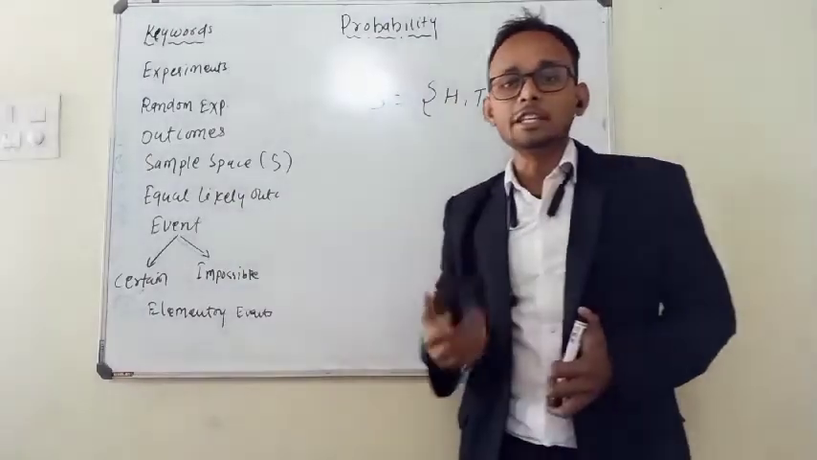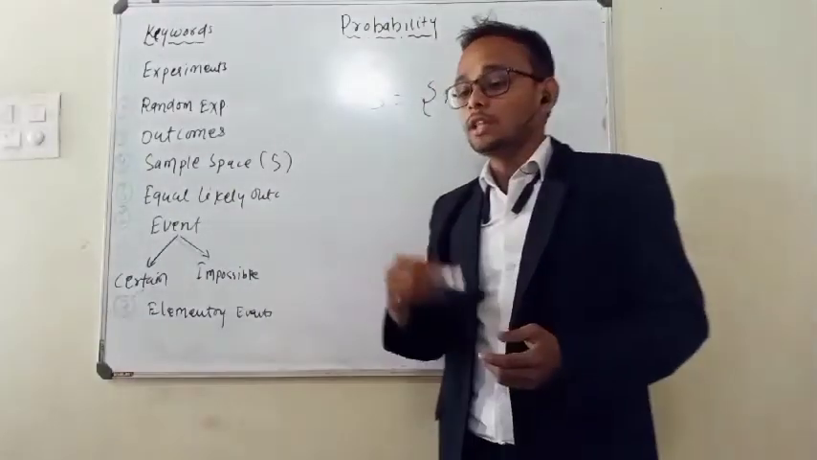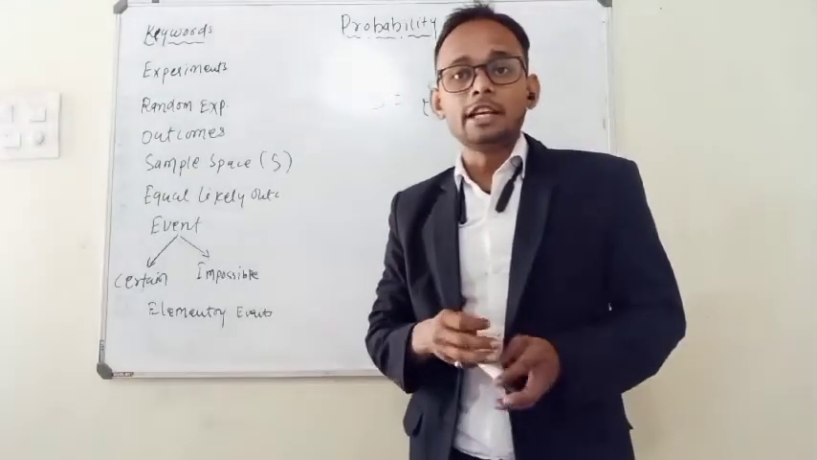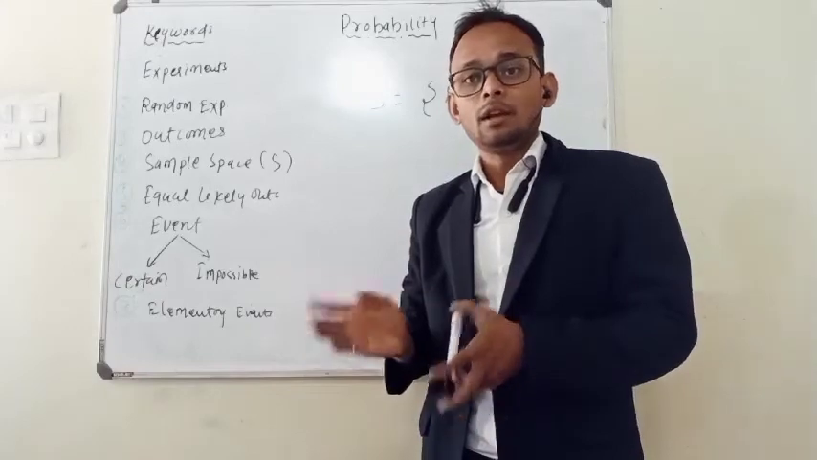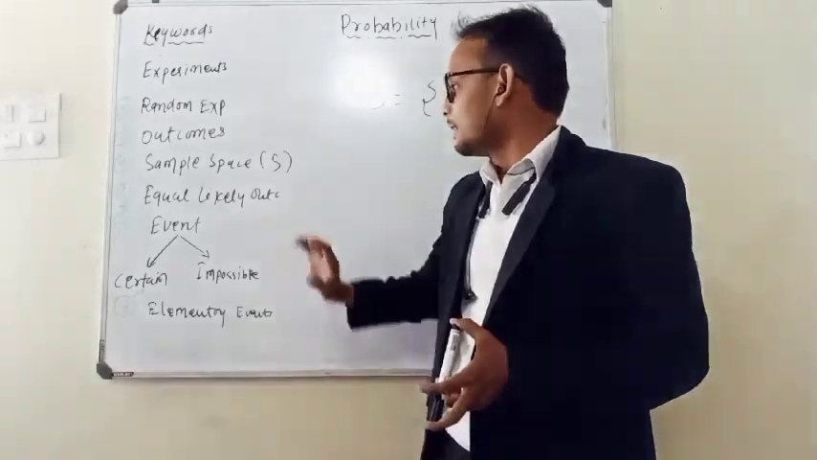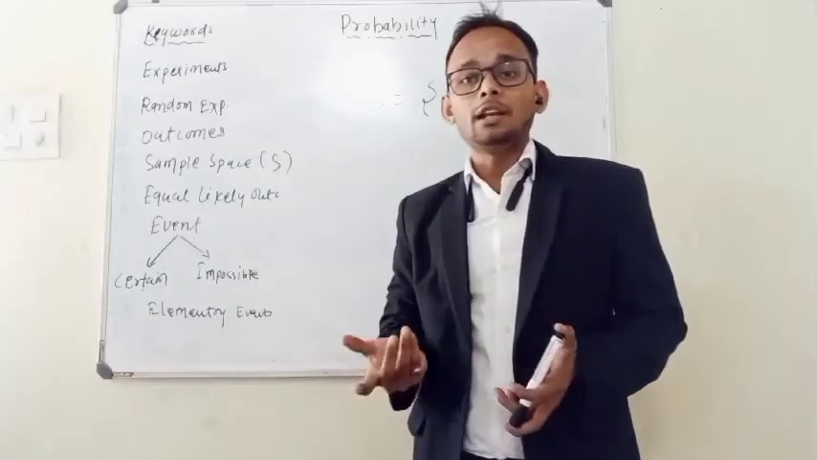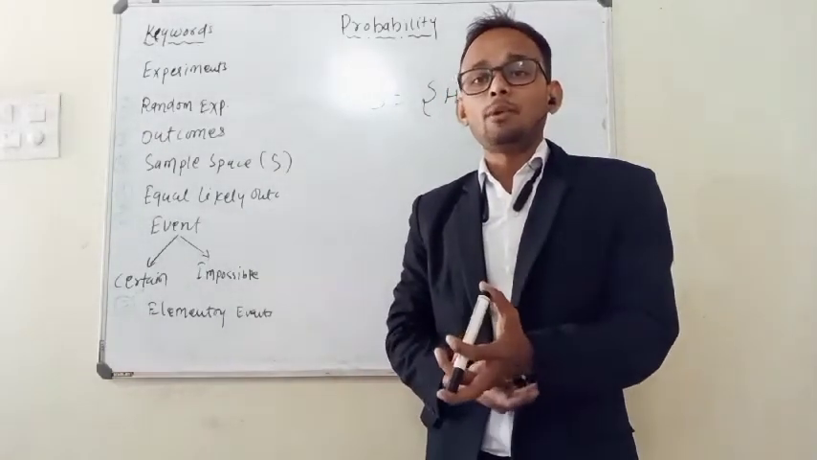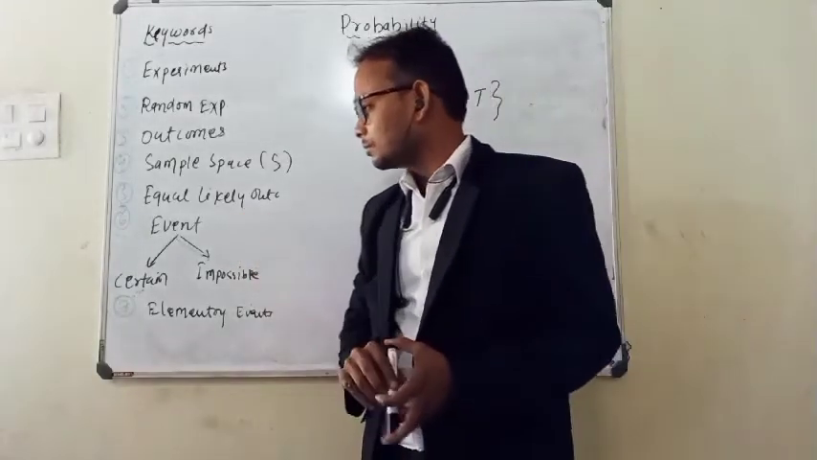So what is equally likely outcomes? If the possibilities of outcomes are equal or the same, then they are called equally likely outcomes. Or what is unequally likely outcomes? Those whose possibilities of outcomes are not equal. And next is event.